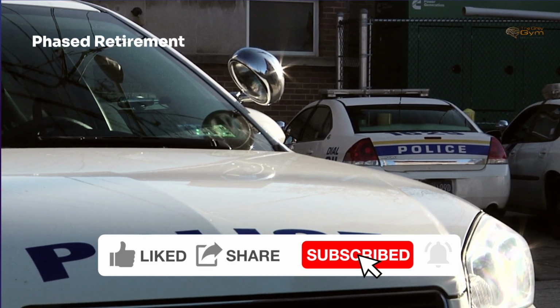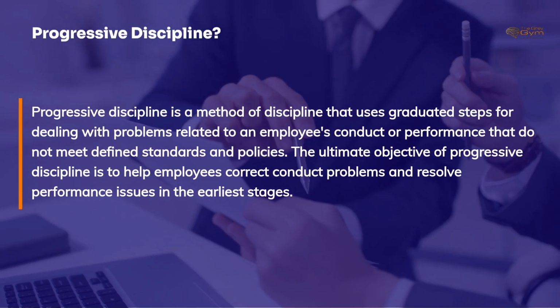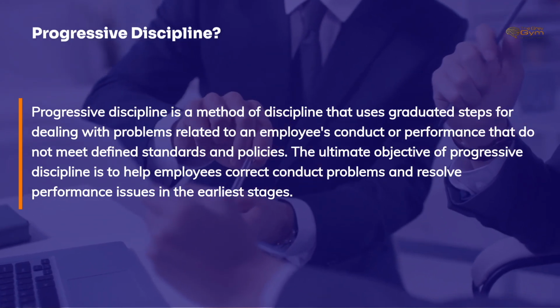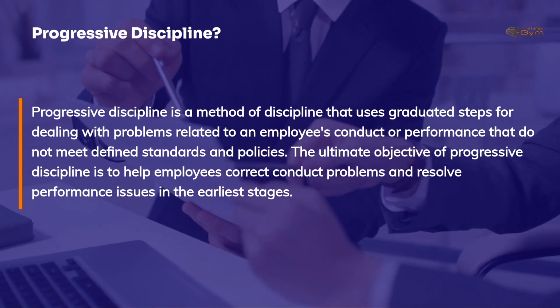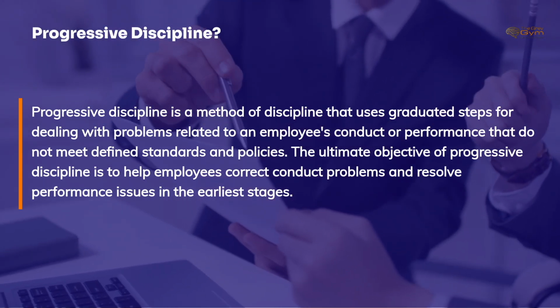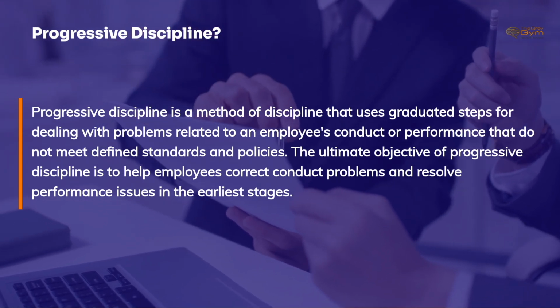imposed by law. Great. Next, what is progressive discipline? Progressive discipline is a method of discipline that uses graduated steps for dealing with problems related to an employee's conduct or performance that do not meet defined standards and policies.